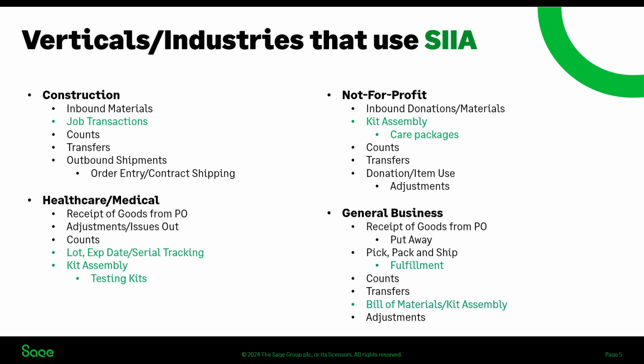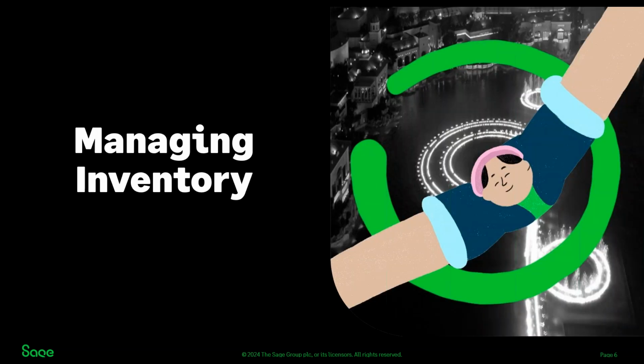This would be companies that typically are doing receiving against POs and then shipping against sales orders. This does work with the fulfillment component of Intacct. Again, doing transfers, counts, adjustments, and then the bill of materials or kit assembly comes into play here. So again, we wanted to highlight some of these, but the bottom line is anybody handling inventory in any capacity can benefit from this.